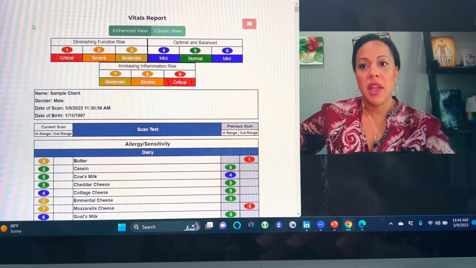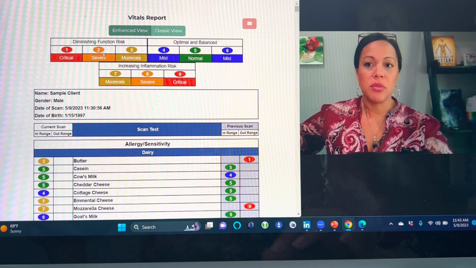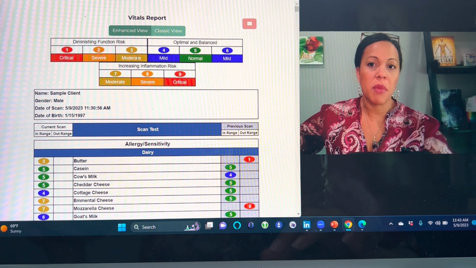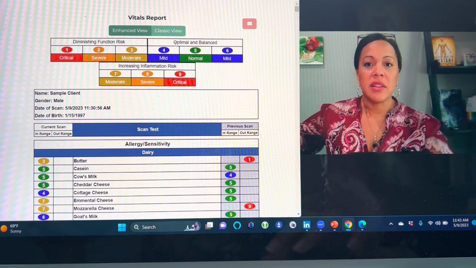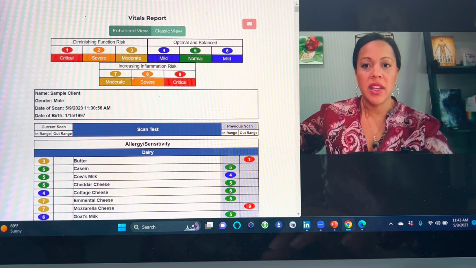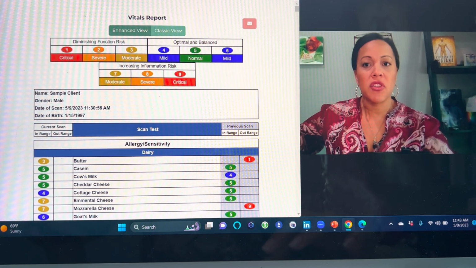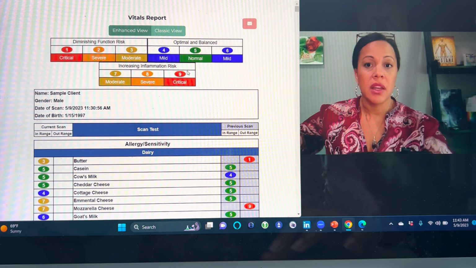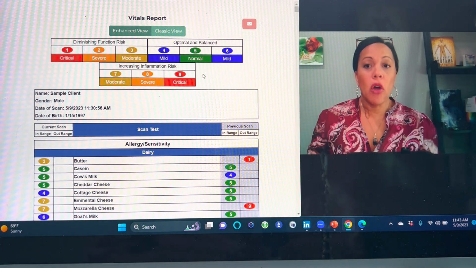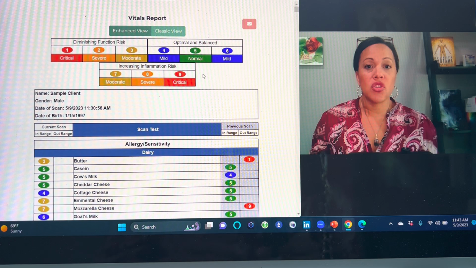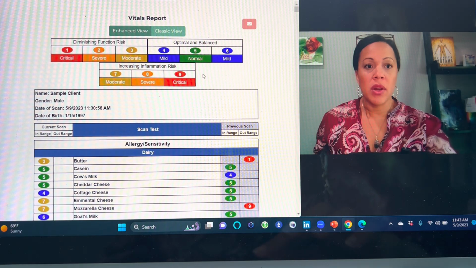So you want to make note of 1 being critical, 2 being severe, 3 being moderate, and then anything above a 6, so a 7, 8, or 9, these are things that are increasing inflammation risk. So these are things that are overactive, where they are trying to fight for you and it's causing more inflammation. And those are areas that you really, again, want to take note of.